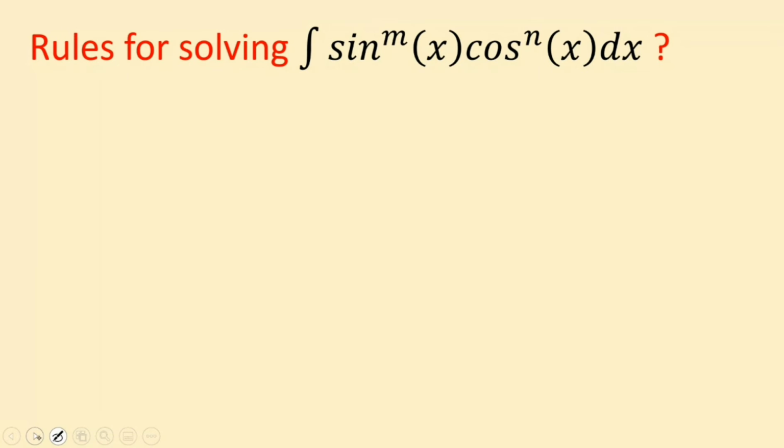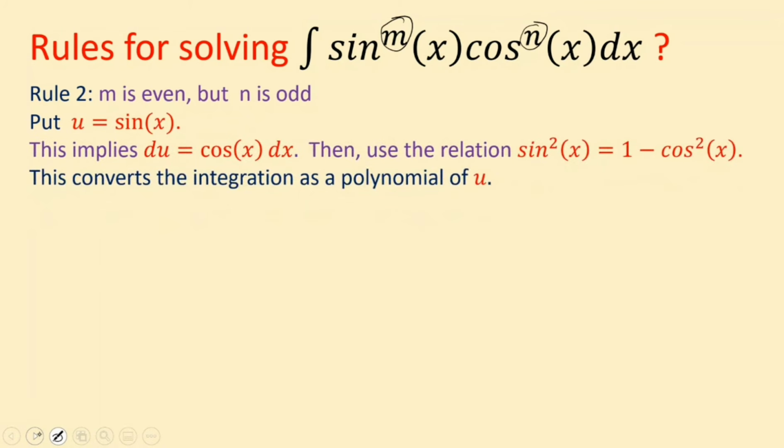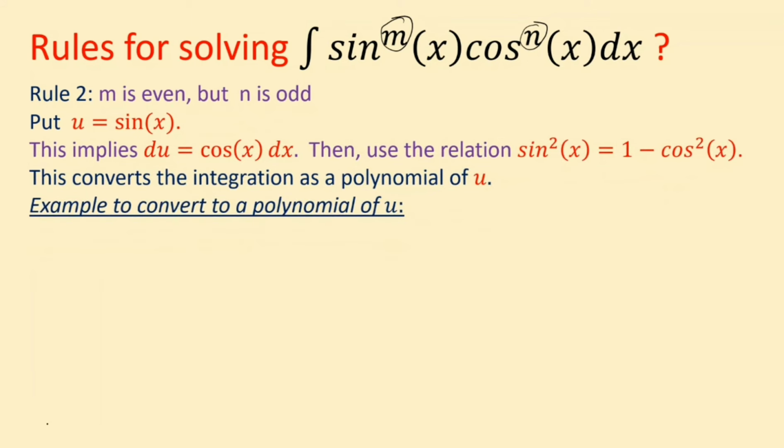Now the second method to solve this problem. Rule 2: when m is even but n is odd. So now it is fixed: this will be even and this is odd. In this case you need to substitute u equal to sin x and then proceed similarly as in the previous rule. Du equals cosine x dx, and then you will get a polynomial in u. So let's have one example here.